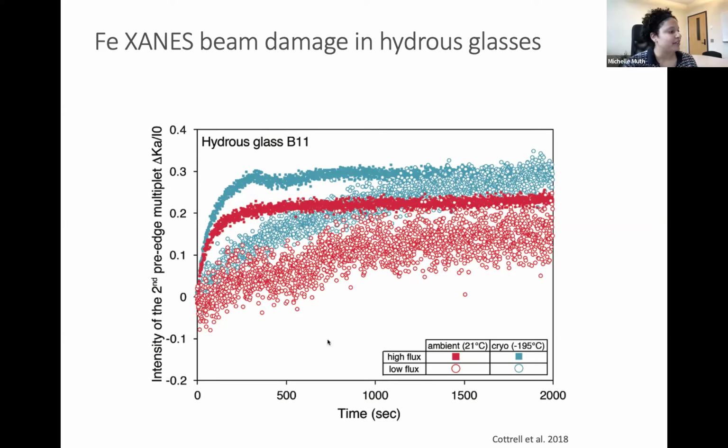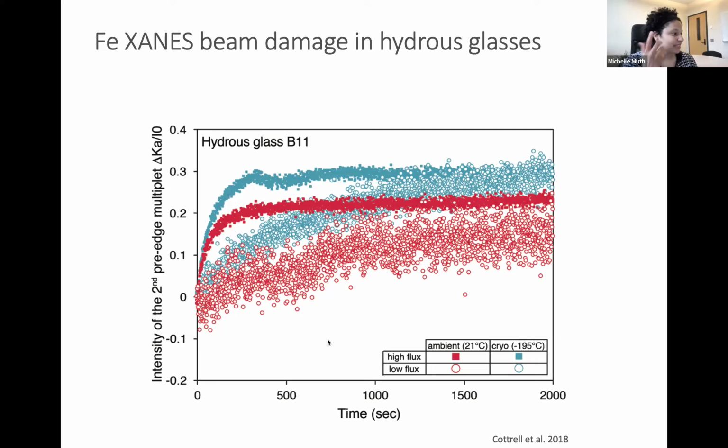What this plot is showing is the intensity of the second pre-edge doublet, so that Fe3+ associated pre-edge doublet, normalized as a function of the overall flux. And so it's a way to show the ingrowth of that second multiplet as a function of time, and it's showing that it's changing as a result of this beam damage.